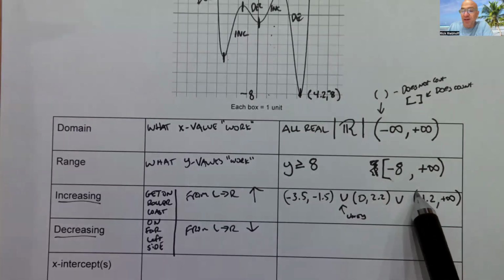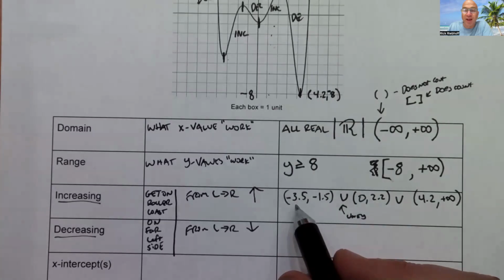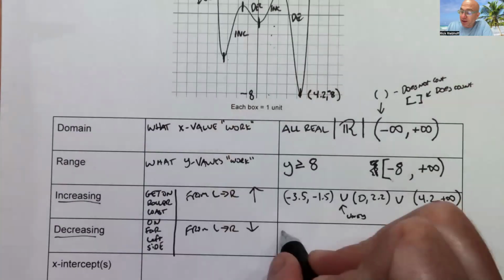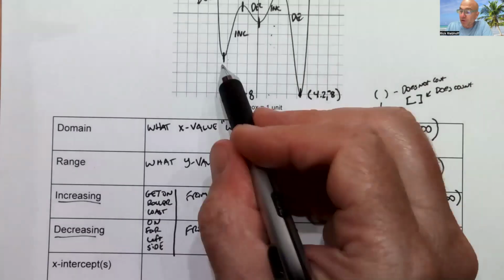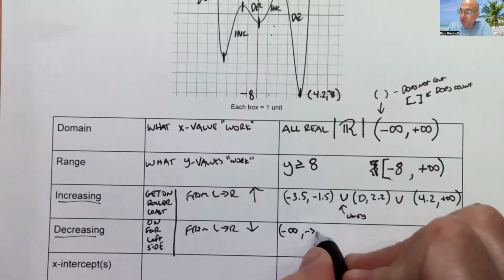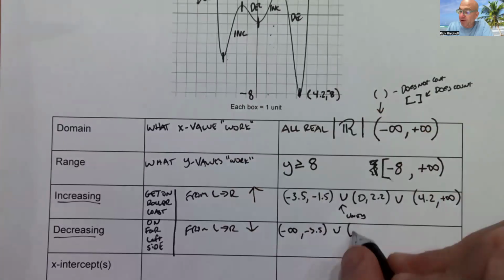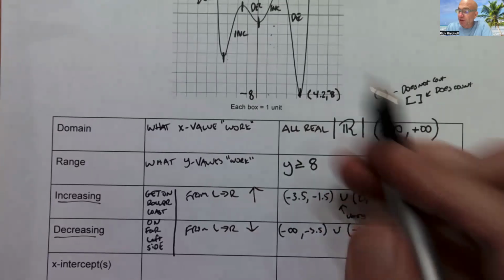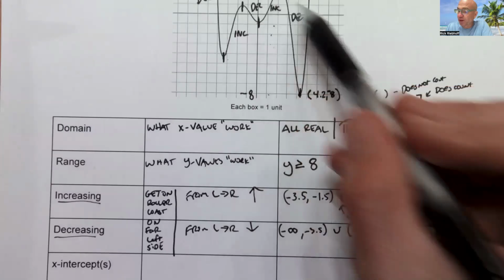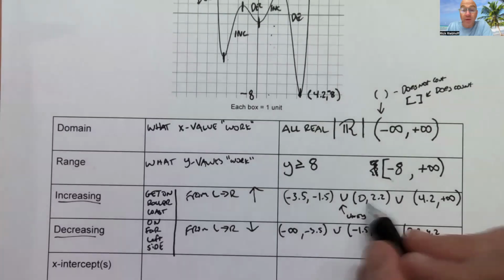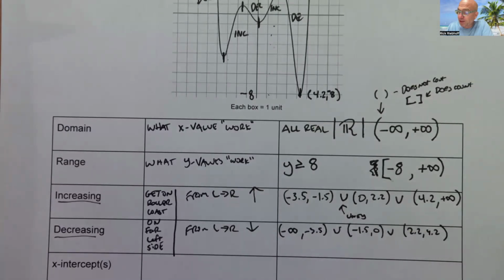Okay. I'm putting not including here, and that's pretty typical, right? So these endpoints don't count because at that endpoint, that's where it's changing, right? So I go with that. Where is it decreasing? Let's go. Negative infinity all the way to, what did I call that? Negative 3.5. And then that's going to unionize with negative 1.5 to 0. And that's going to union with this one, which was 2.2 to 4.2. Notice it's kind of the same numbers, right? Because it's in between those. And that's it. There we go.